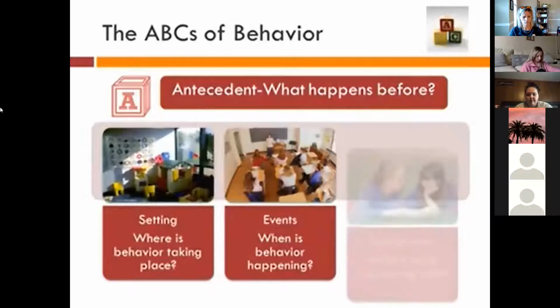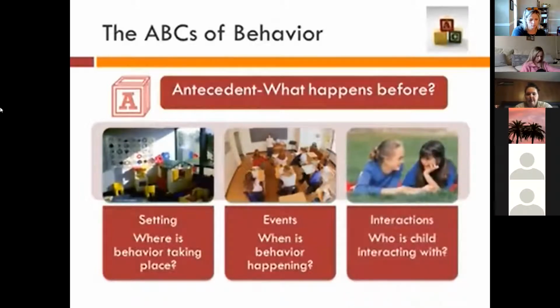The last element is interactions. Who is the child interacting with at the time the behavior occurs? Is it with another child? Is it with the teacher? Or is the child on their own? Oftentimes, certain behaviors occur with other individuals. And if we can figure that out, we can either change the dynamic of that interaction or prohibit that interaction from happening.